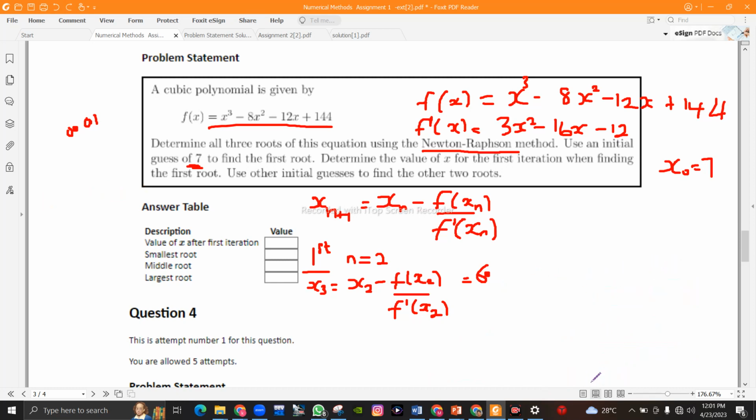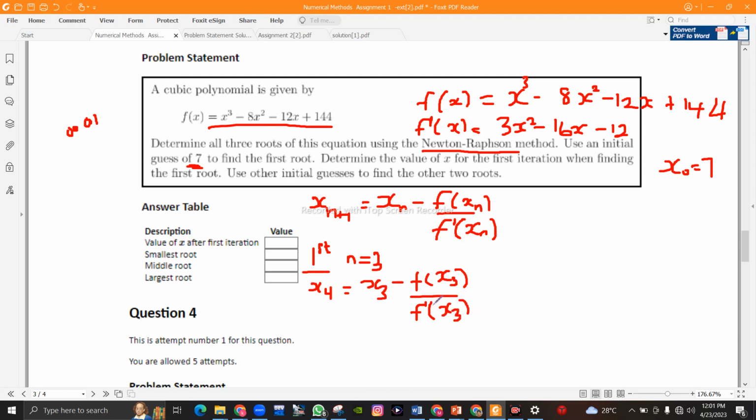In this case, our n will be equal to 3, so that we are looking for x3 plus 1, which is x4, to be equal to x3 minus f of x3 divided by f prime of x3.